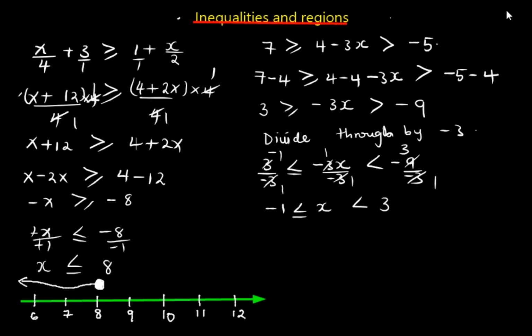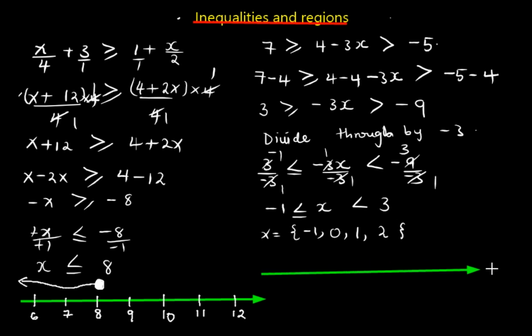If they tell us to state the integral values, negative 1 is inclusive. Is that okay? So we shall say x is equal to negative 1 is inclusive, 0 is there, 1 is there, 2 is there, but 3 is not what? Inclusive, because of this strict inequality symbol.